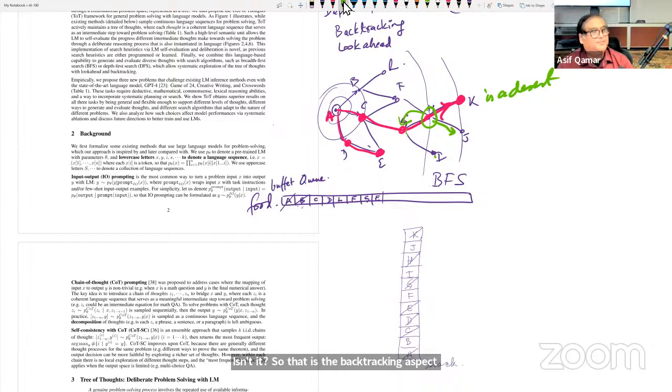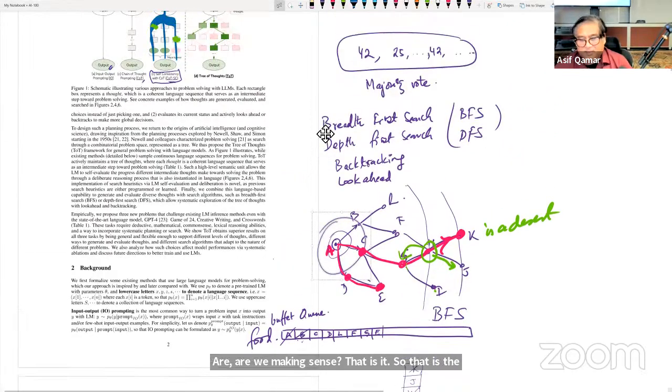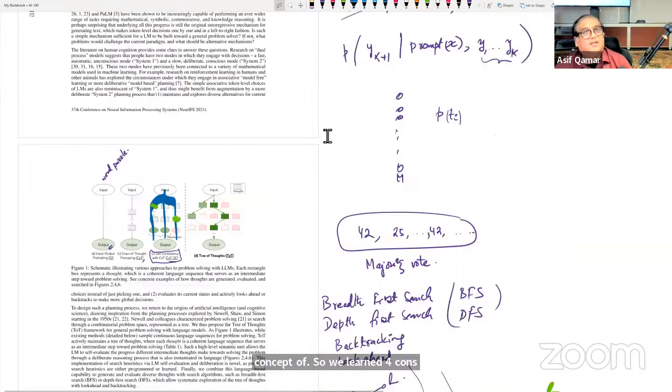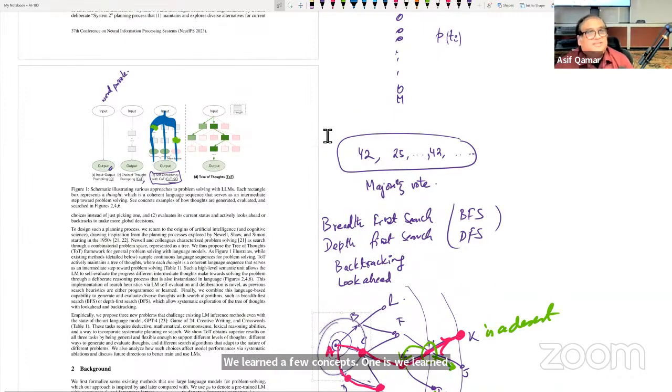Are we making sense? Right? That is it. So we learned a few concepts. One is we learned about exploration versus exploitation. That good strategies don't take extreme positions. They take a balance of exploration and exploitation. The second thing we learned is the concept of breadth first search and depth first search.